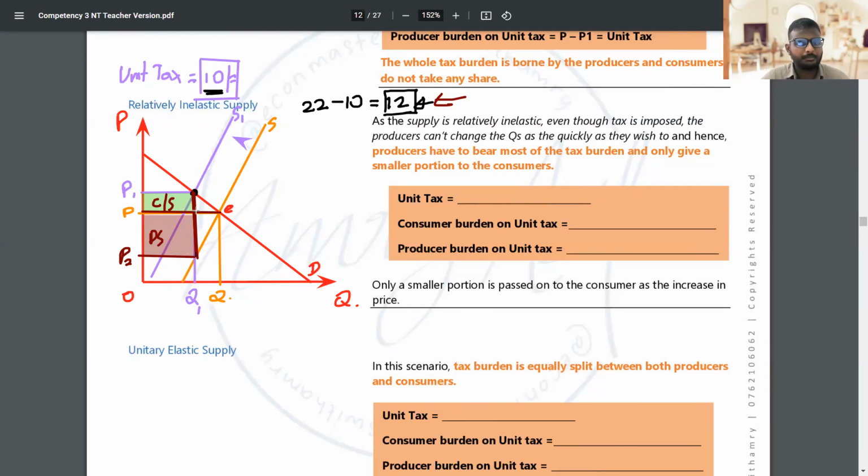To give numbers, like I earlier explained, the new equilibrium price was 22, old equilibrium price 20, producer price was 12. So the consumer's tax burden is 2 rupees per unit, the producer's tax burden is 8 rupees per unit, 2 plus 8, the total government tax of 10 rupees. So after drawing this, you have to give a description like what I have shown here.